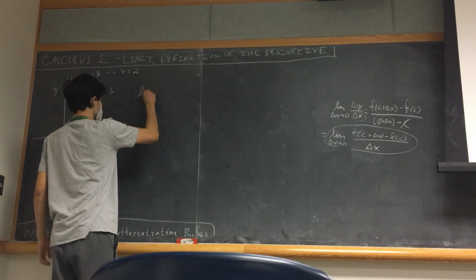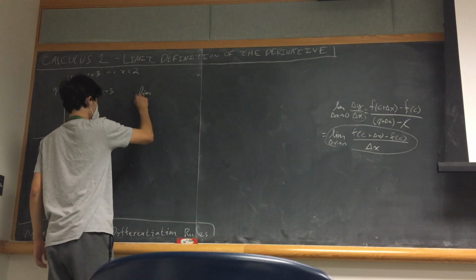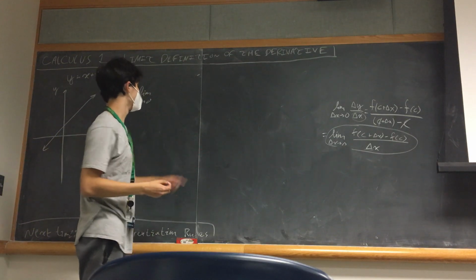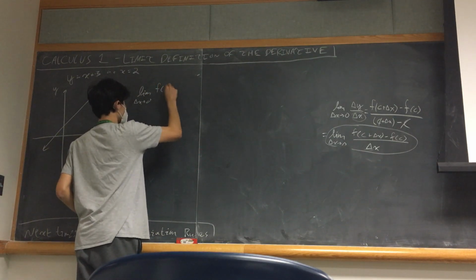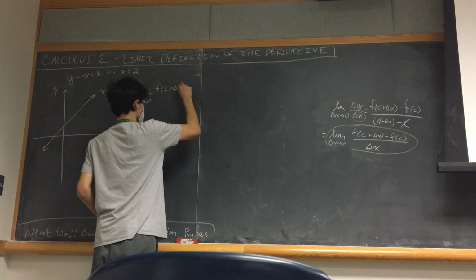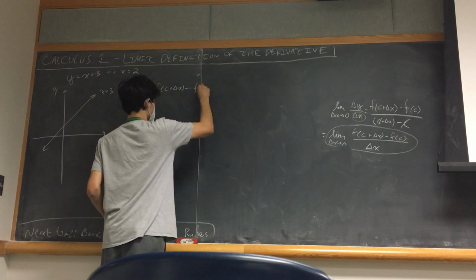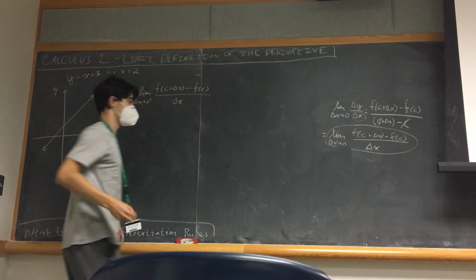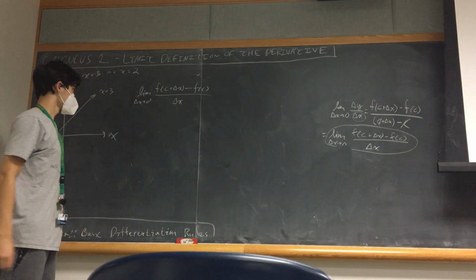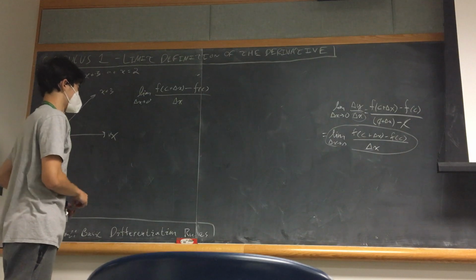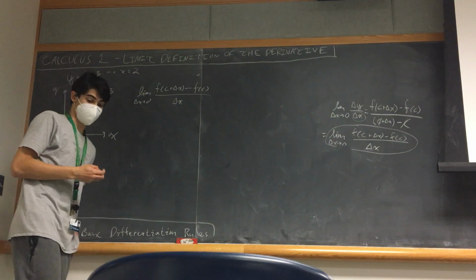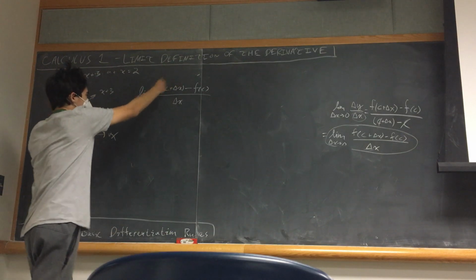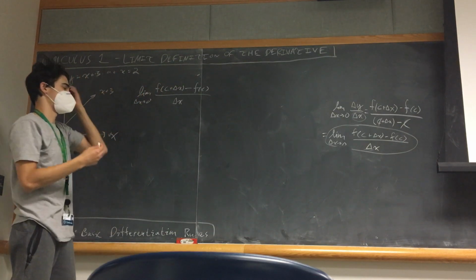So we have the limit as delta x approaches 0 of f of c plus delta x minus f of c all over delta x. Now, this is a spot where I've seen some people get really confused, the f of c plus delta x.